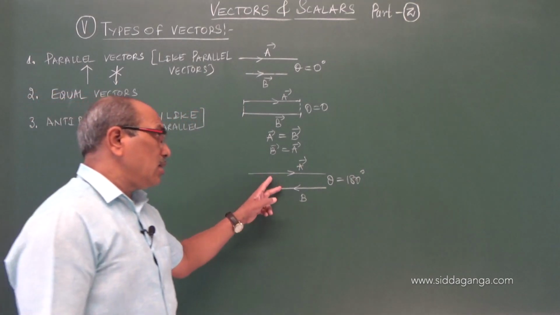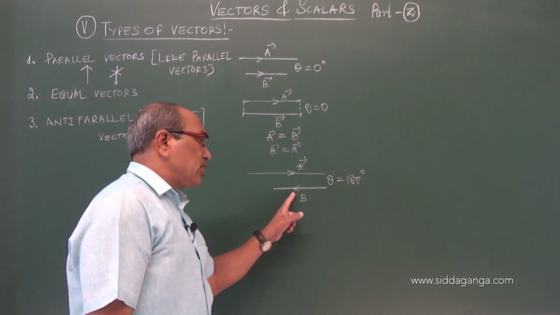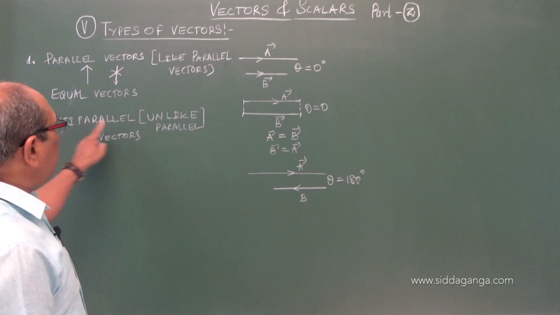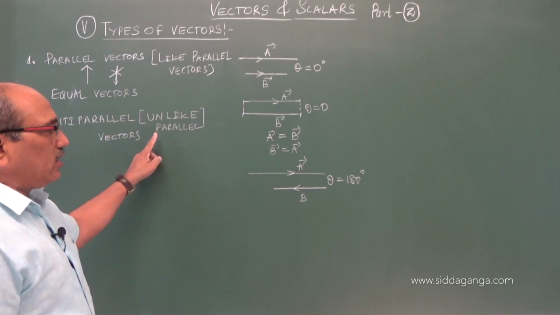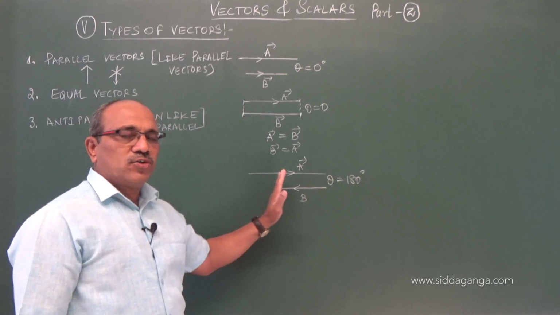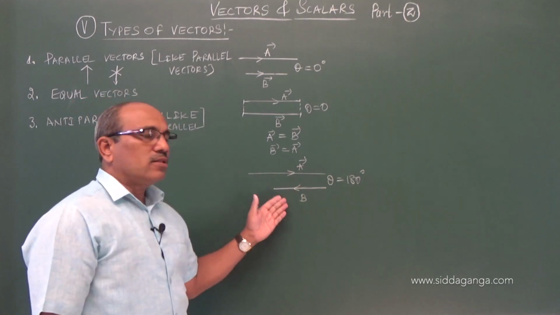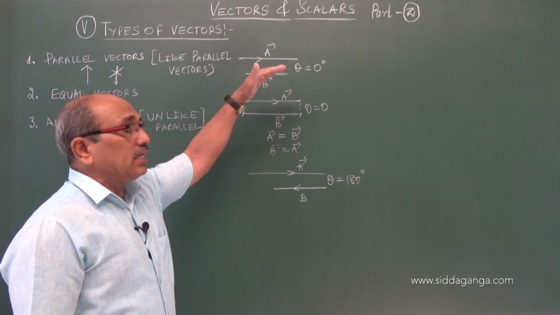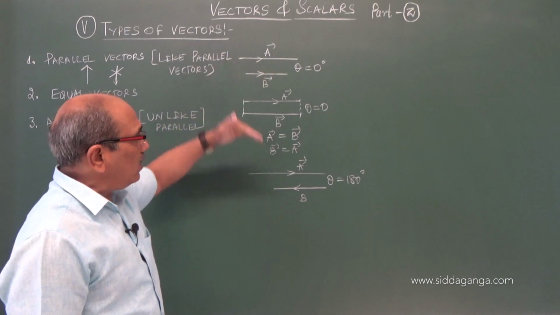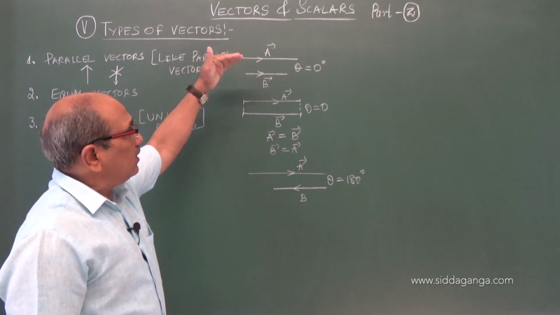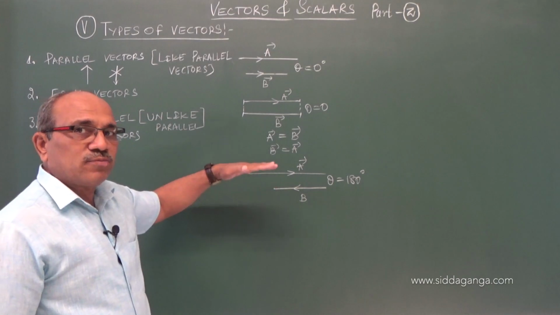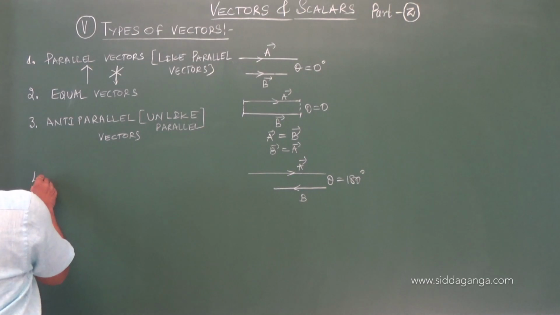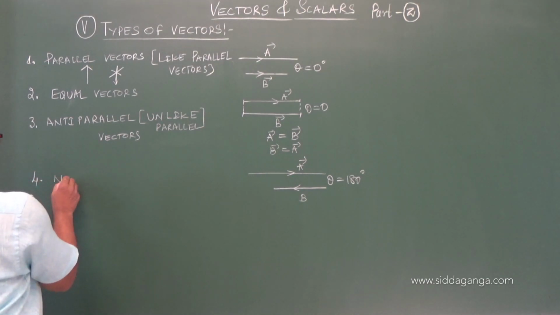If they are parallel, but their directions are opposite, acting in opposite directions, then we call them anti-parallel vectors or unlike parallel vectors. Magnitude may or may not be the same. Here they are not equal, therefore we stated anti-parallel only. I hope you understood this. The difference between parallel and unlike parallel is that in like parallel the direction is the same, while in unlike parallel the direction must be opposite. Coming to the fourth one, the negative vector.